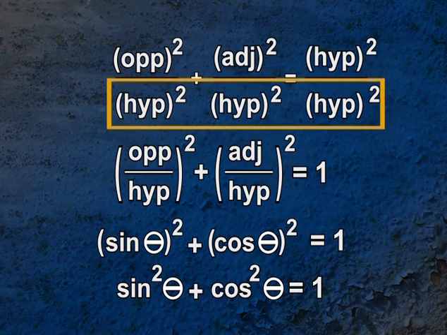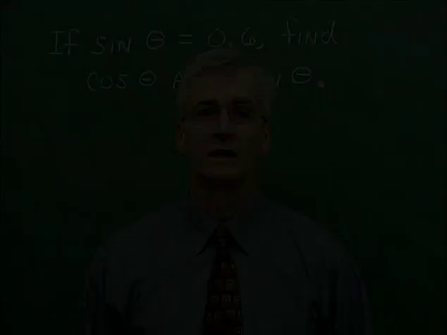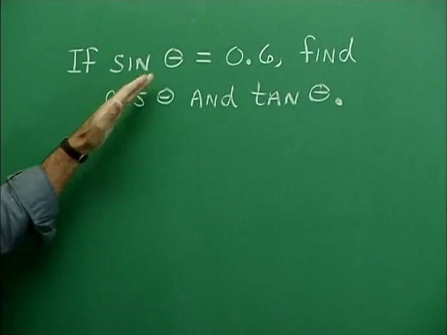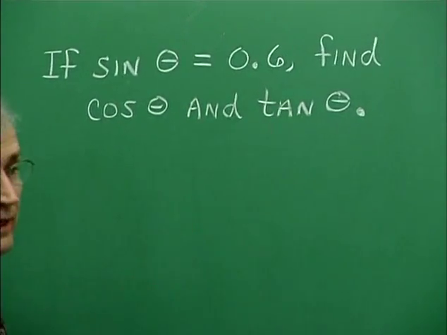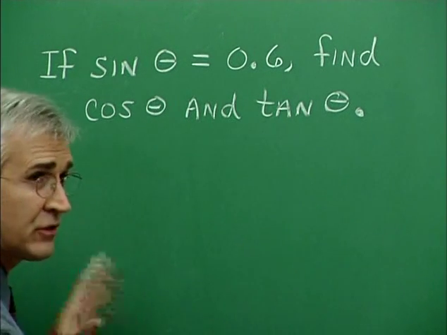If we had divided through by adjacent squared or opposite squared, we would have verified one of the other Pythagorean identities. Let's use identities to solve this problem. It says, if sine theta is equal to 6/10, find cosine theta and tangent theta. Now, let's understand that we don't have to use identities to solve this problem.